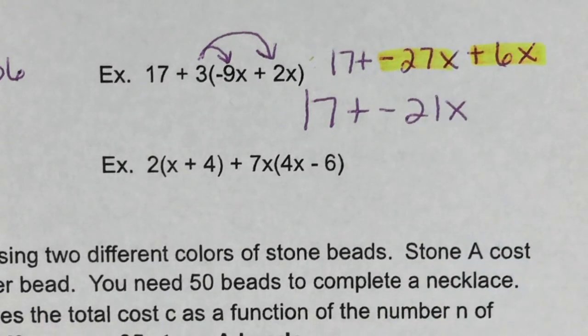Yes? I did that, but it was like the 21x was first. Could you put the negative 21x first? Yes. Yep, as long as it's negative. And then you could have plus 17.